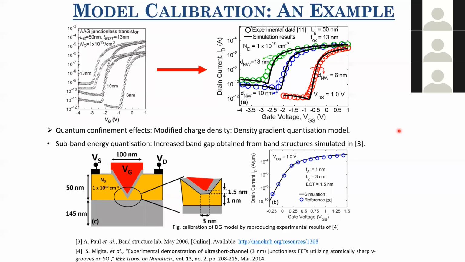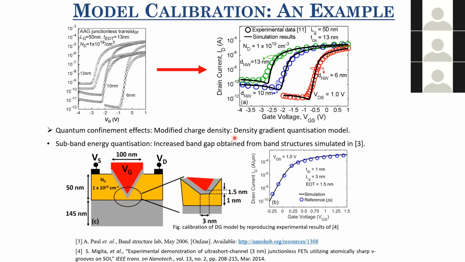Also, there are some experimental papers which show that once the thickness of silicon reduces to 3 nanometers, the band gap not only increases to 2.41 electron volts, but it also becomes a direct band gap semiconductor. Anyways, I took these two phenomena into account, and I calibrated the density gradient model and this band gap by reproducing results of this structure, which was an experimental demonstration of an ultra short channel, where the channel length is 3 nanometers and the channel thickness is 1 nanometer at the end of this V groove.